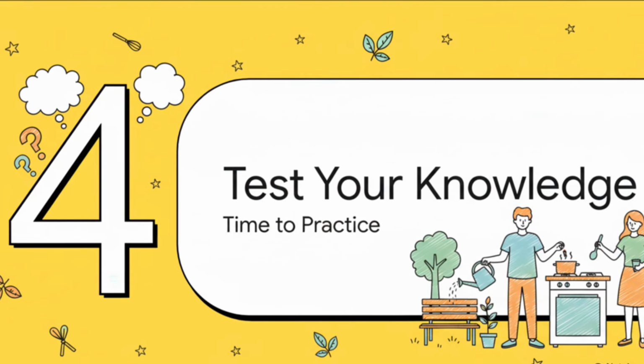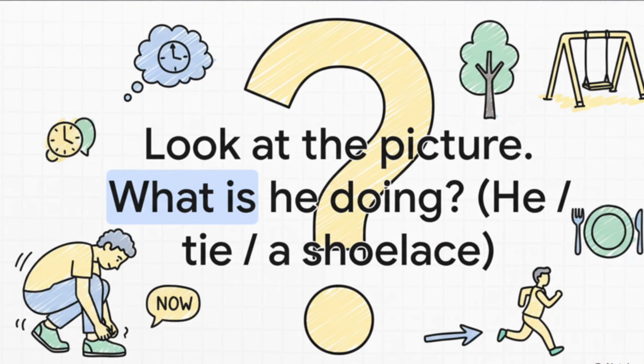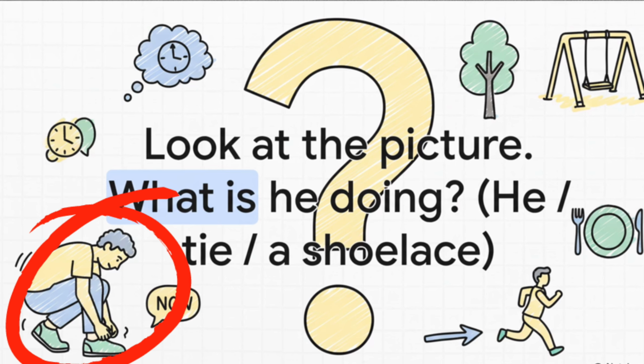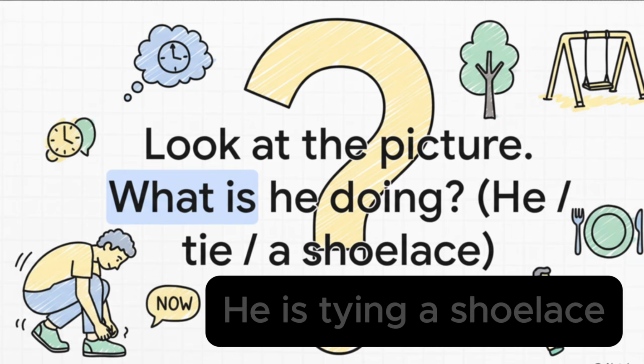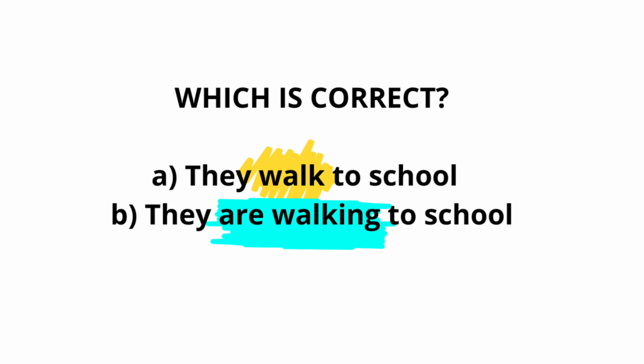All right, you've seen the rules, you've seen the examples, and you know the three main uses. So, you know what that means? It's your turn to put it all into practice. Let's start with a pretty simple one. Can you describe this action using the words we've got here? The correct sentence is, he is tying a shoelace. See? The action is happening now. Simple as that.